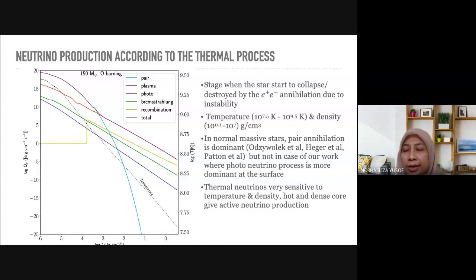So I haven't put something here. What we can see is that at the core of the star itself, where it's very hot and dense, neutrinos will be very energetic. But when the temperature and density start to change, the dominant process changes according to the temperature and density range that is the condition for each process.